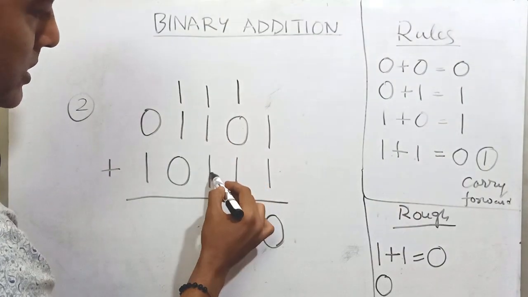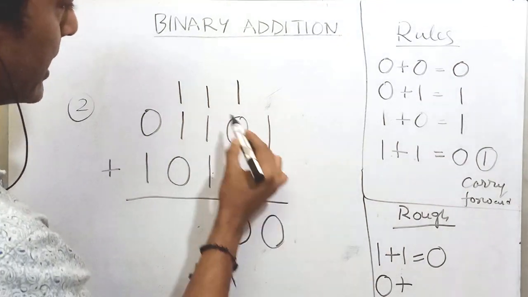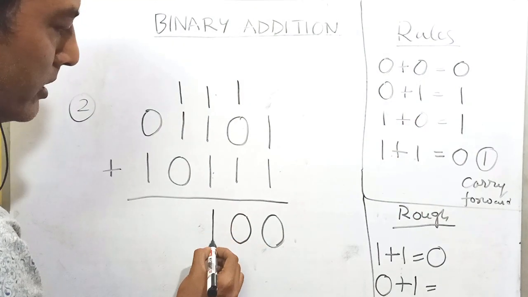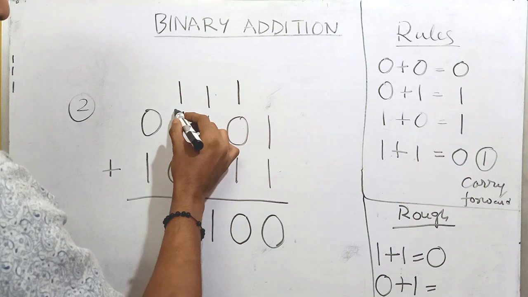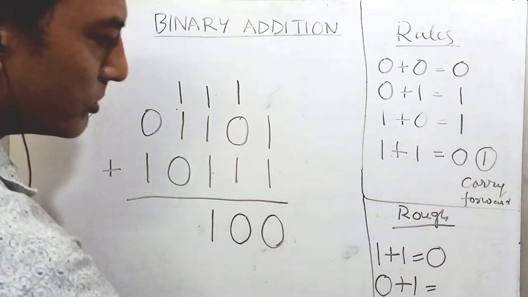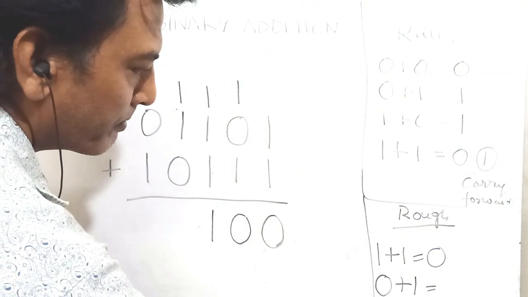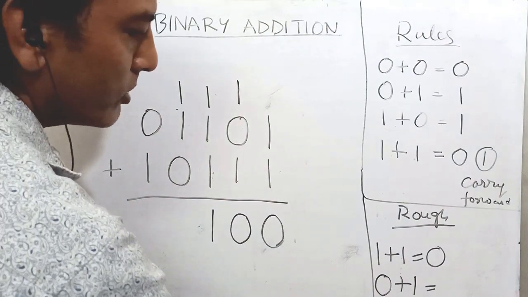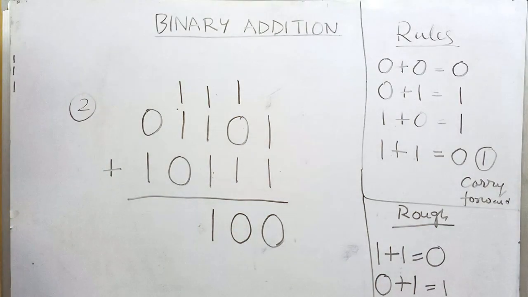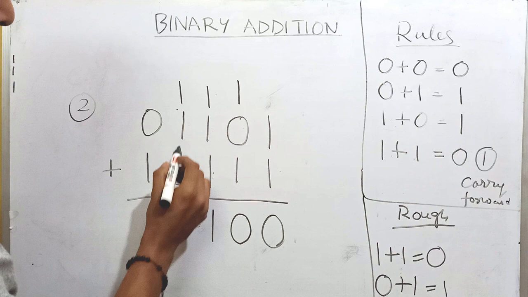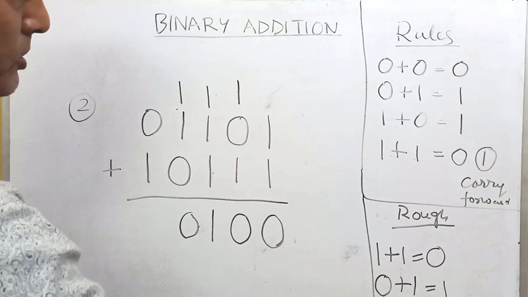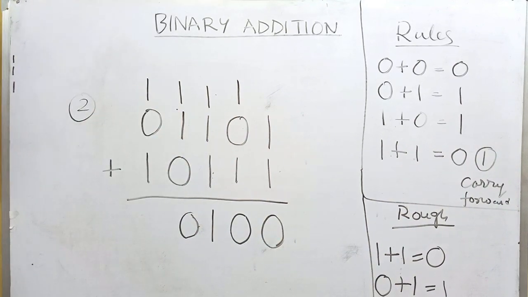Now the sum of these two numbers is 0 plus the carryover is here. We'll add that. So 0 plus 1 is equal to 1. Now we'll again come to this. Now here 1 plus 0 is equal to 1. So we'll write it in the rough. Again we'll add this carry over. So 1 plus 1 is equal to 0. Now 1 plus 1 is equal to 0. Again when we are doing 1 plus 1 is 0, the carry over comes here, again 1.